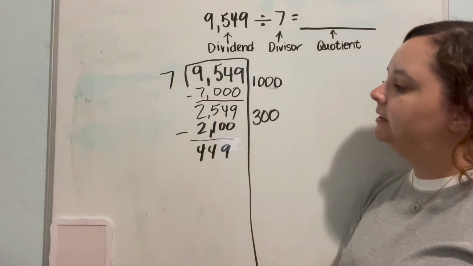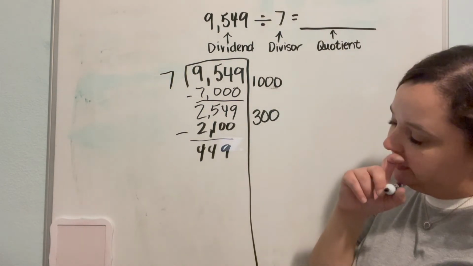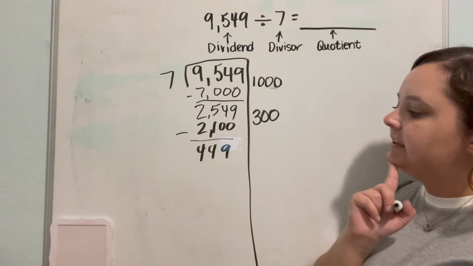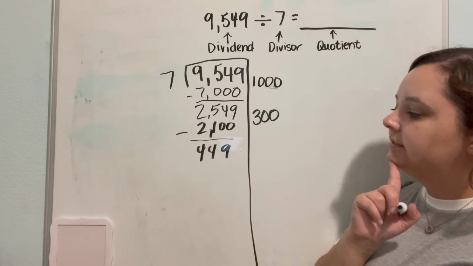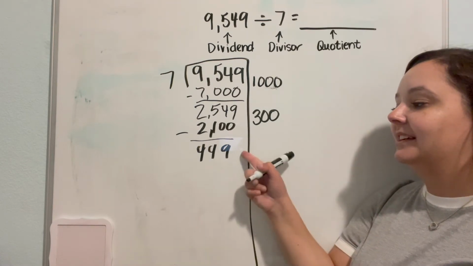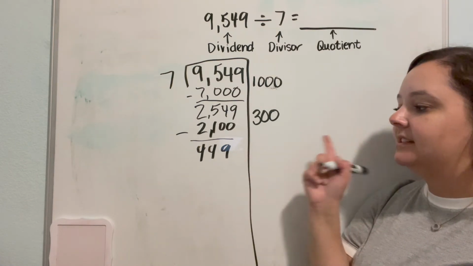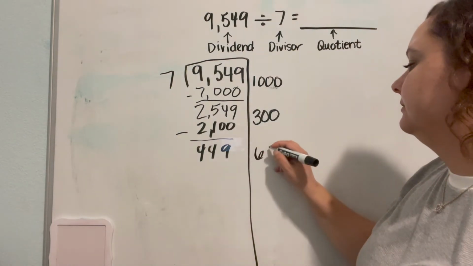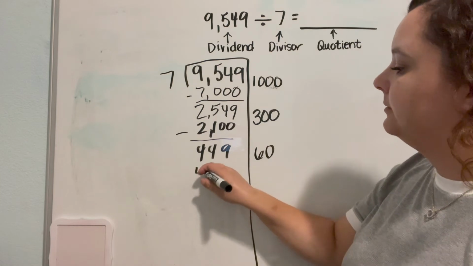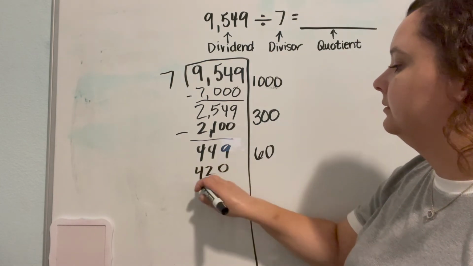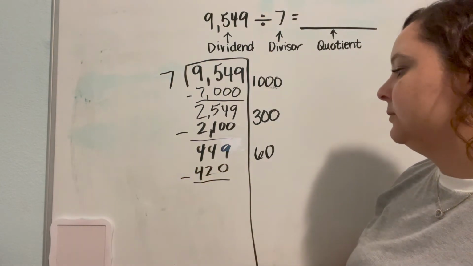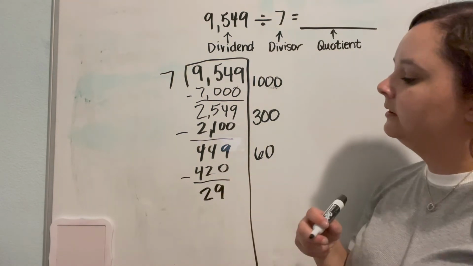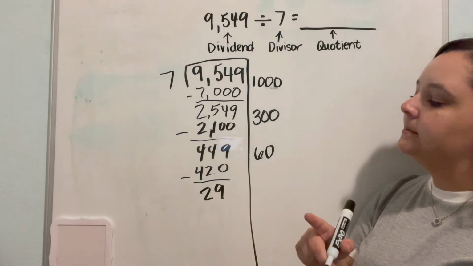449. Now I can't use 300 again because that'd be too big. So I am going to use something smaller. So let's see. 7 times 60 would get us really close to this, because 7 times 60 would be 420. So I'm going to go ahead and put 60 right here. So I have 420. And now I'm going to be left with 29. And now I need to get as close to 29 as possible.